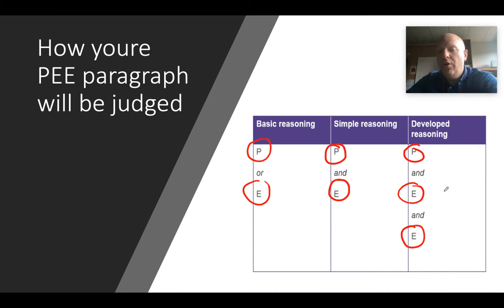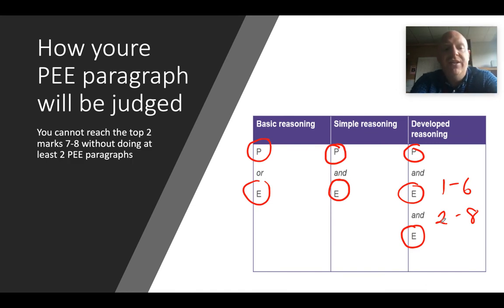If you only do 1 paragraph, you'll only get up to about 6 marks. If you do 2, that's when you can get top marks. Can I do top marks without doing 2? And that's what it says over here. You cannot reach the top 2 marks without doing at least 2 paragraphs, okay? So that is the structure.